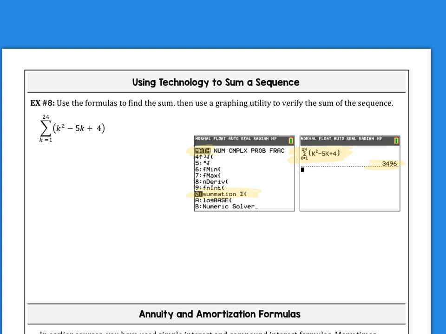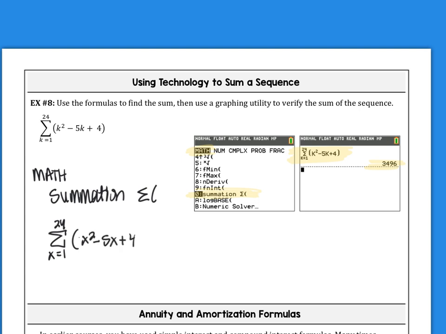So on your calculator, go to Math, and then tab down to where you see Summation, and it's got that little symbol, okay? That's what you're picking out. And then you're just typing all that in. And you don't have to use a k, use an x there, it's fine. So I'm typing in under the summation, x equals 1 to 24. And then, parentheses already open for you, x squared minus 5x plus 4. And then hit your equal sign, and you get 3496, and boom.